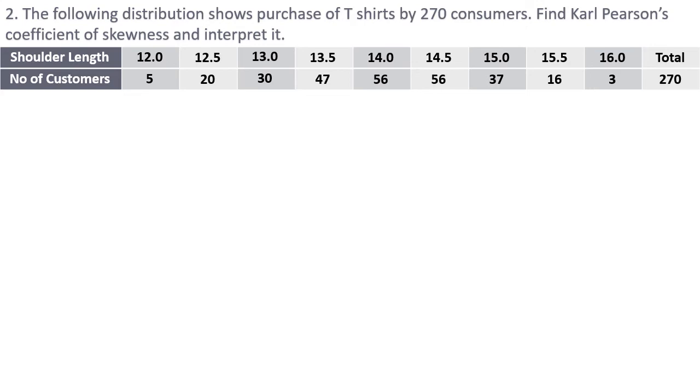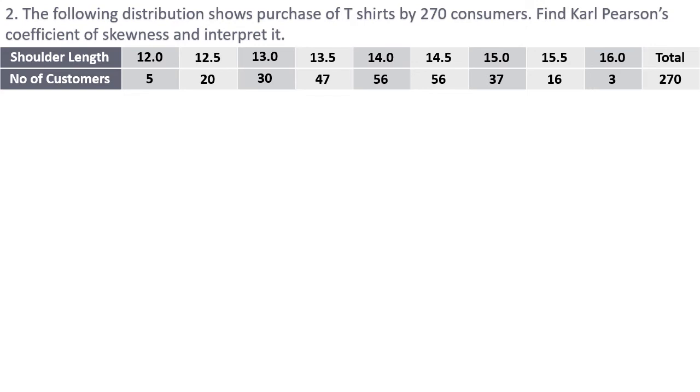Now from the data you can see that if you need to calculate mean, because the shoulder lengths are all at equal distances, I'm going to convert them into D because I'm going to use the shortcut method here. If I want to calculate mode, then I need the highest frequency, but from the data you can see that the highest frequency is 56, which is appearing twice.